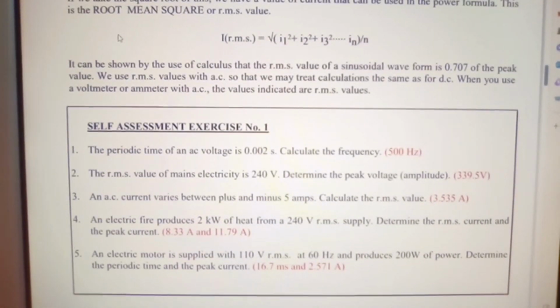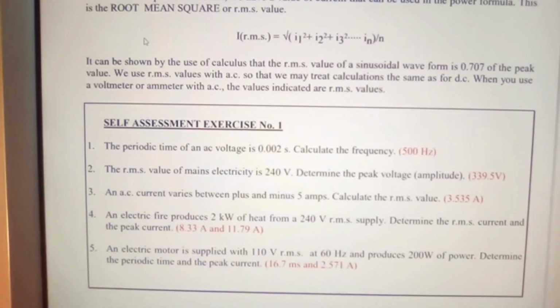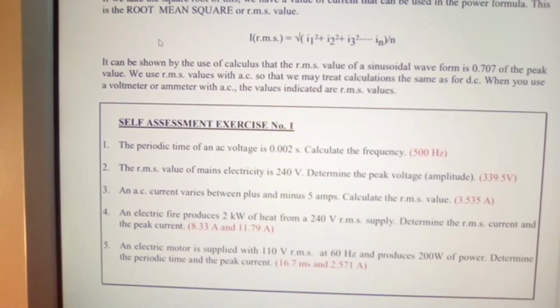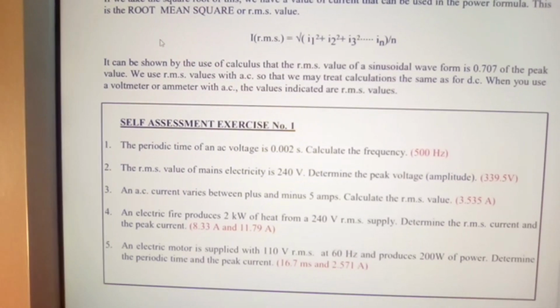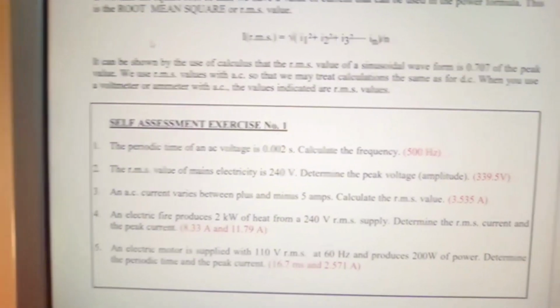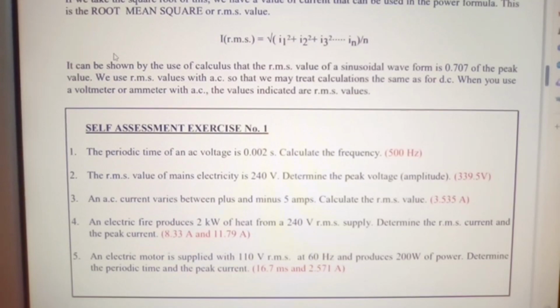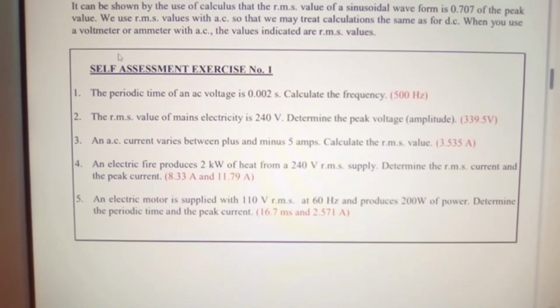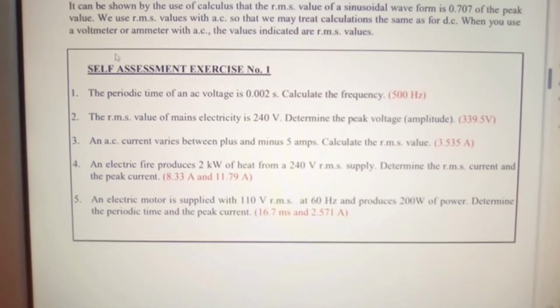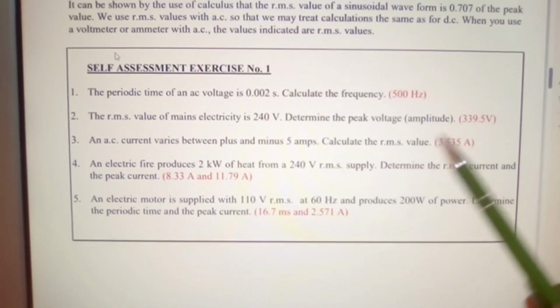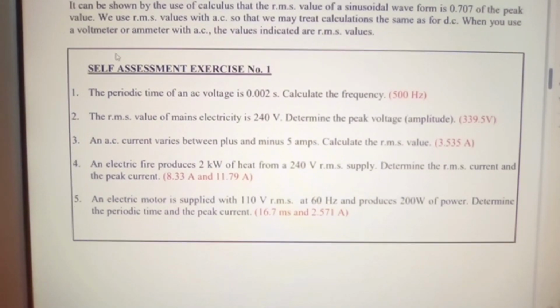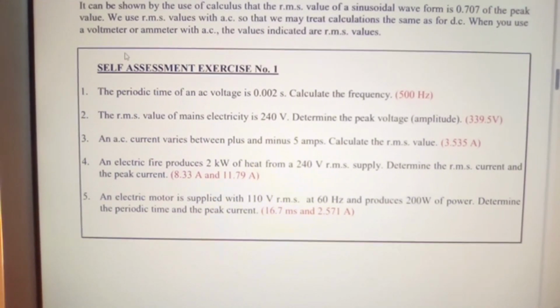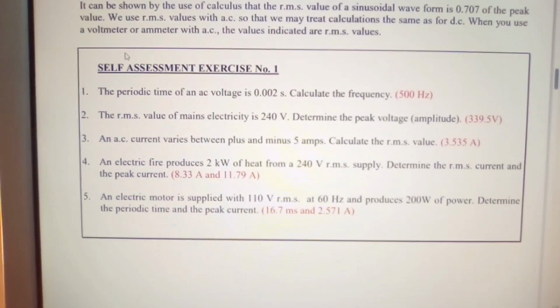And here's your self-assessment work for you to do. Okay, the periodic time of an AC voltage is 0.002 seconds. Calculate a frequency, and we have the answer. Now here I've given you the answers, okay, or my associate, or I should say Mr. Dunn has. He's providing you with the answer, but that does not mean that you do not do the calculations. You need to know how they got these answers. That is for you to find out, and to make sure that you've applied the principle and the formulae to arrive at a given solution.